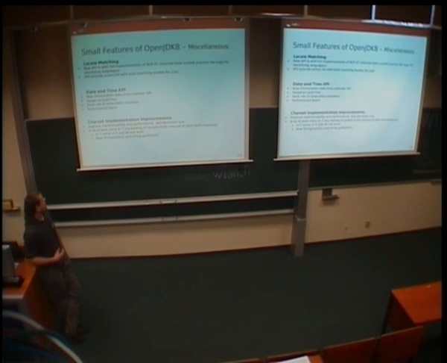Date and time API is an expected change. It's based on Joda time, so it is well tested, well proven. It's providing immutable classes, and I think everybody will happily get rid of the old date and time API. Charset implementation improvements. This is a very old change.